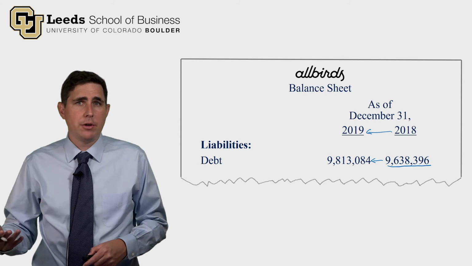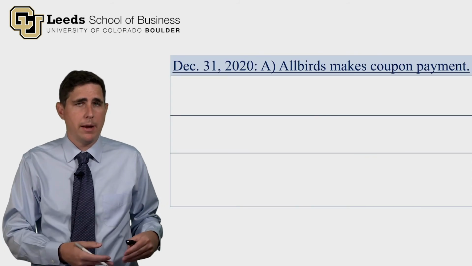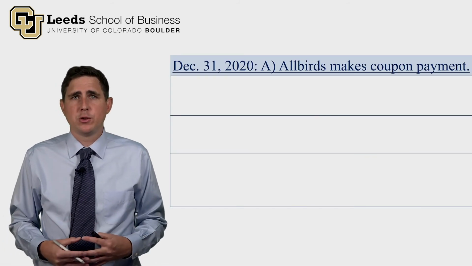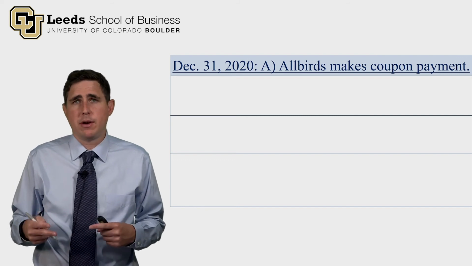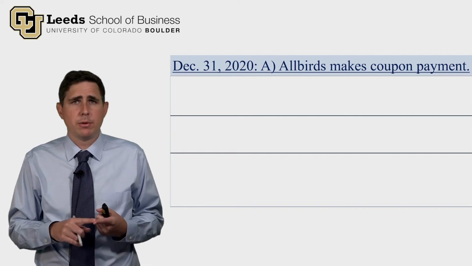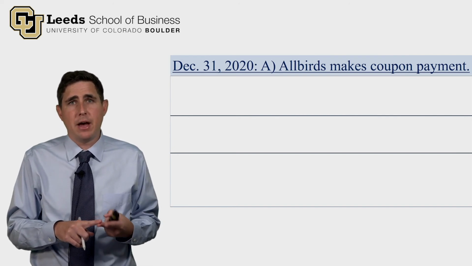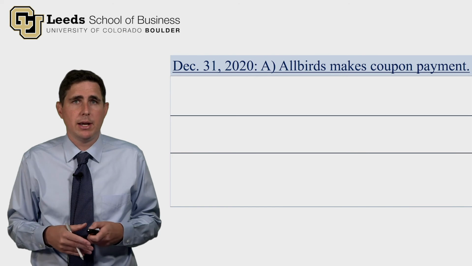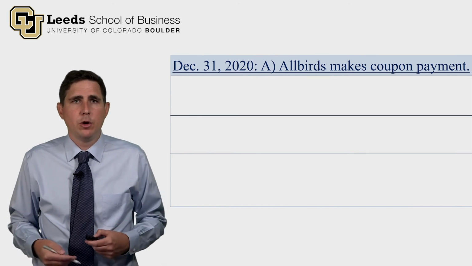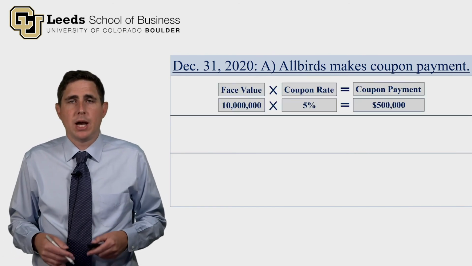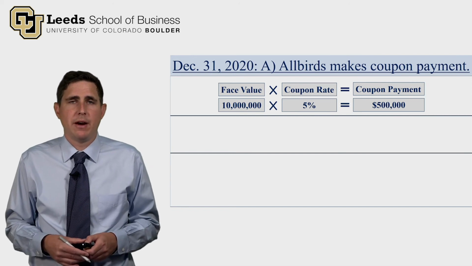Now let's let another year go by, and now it's 2020. And we'll split December 31st, 2020 into two parts because two things are happening on this day. First, Allbirds is going to make another coupon payment, and second, Allbirds is going to pay off the face value because this is the maturity date. So first, let's make another coupon payment. Face value times coupon rate is the coupon payment, $500,000.